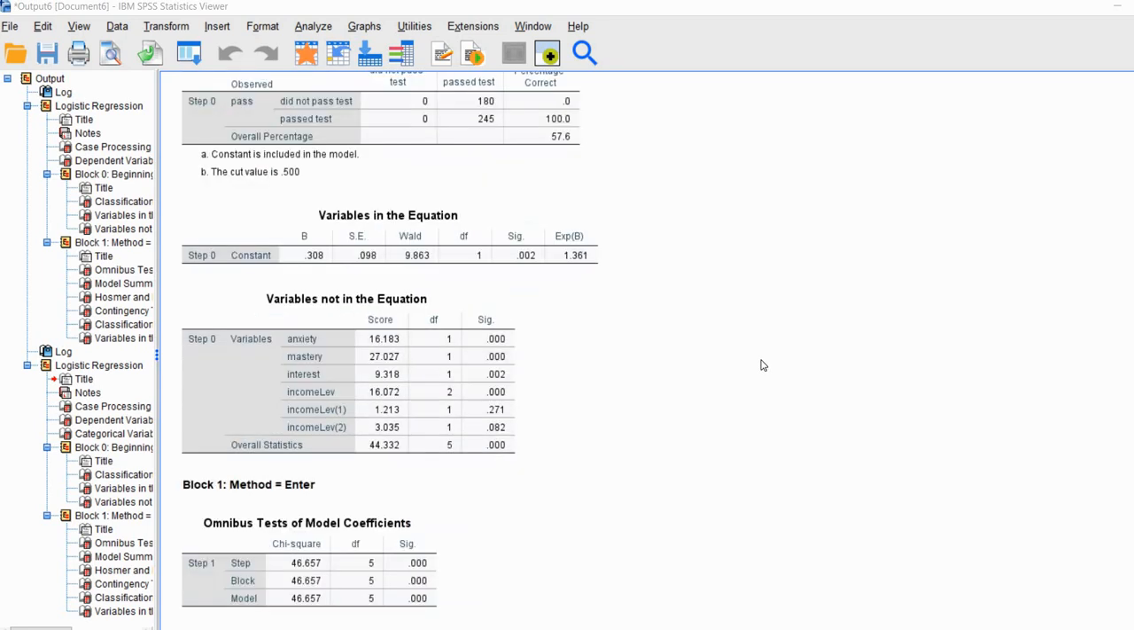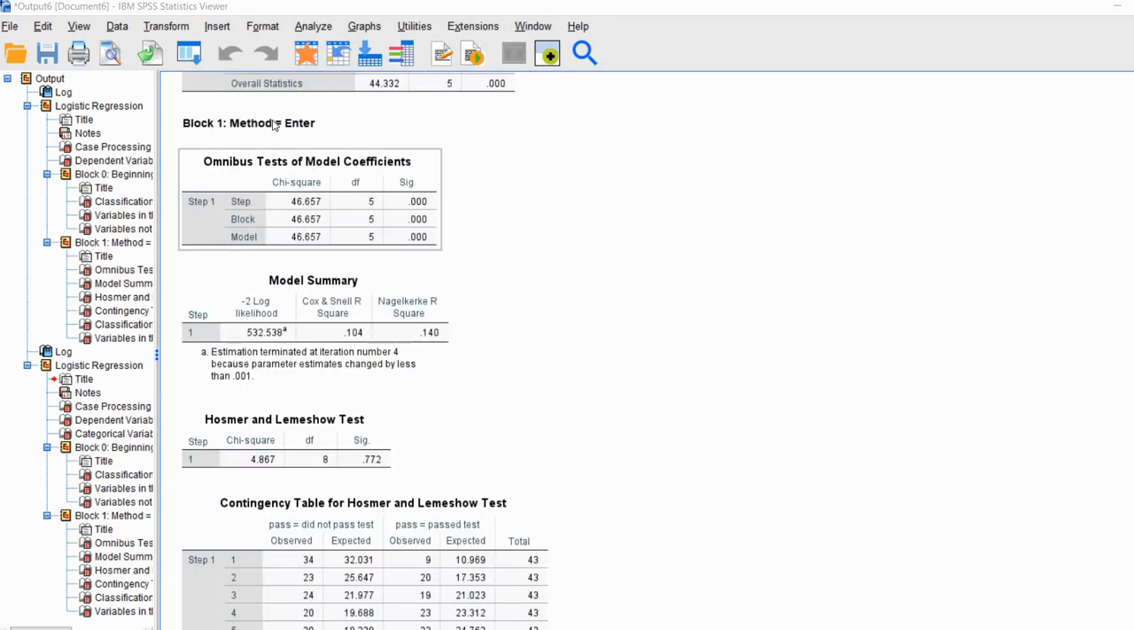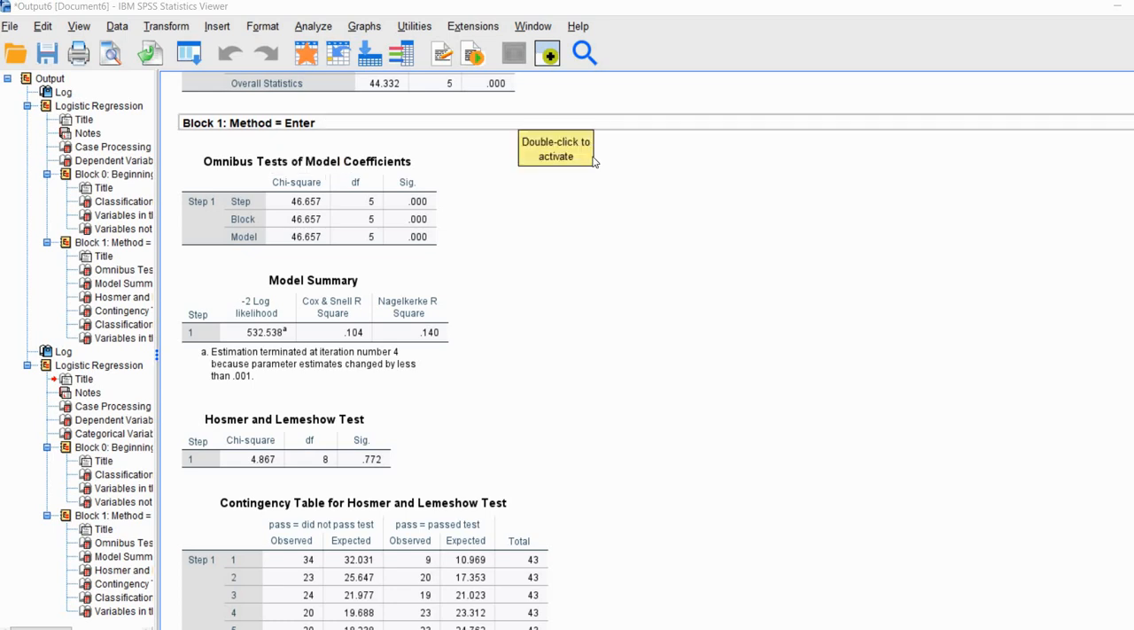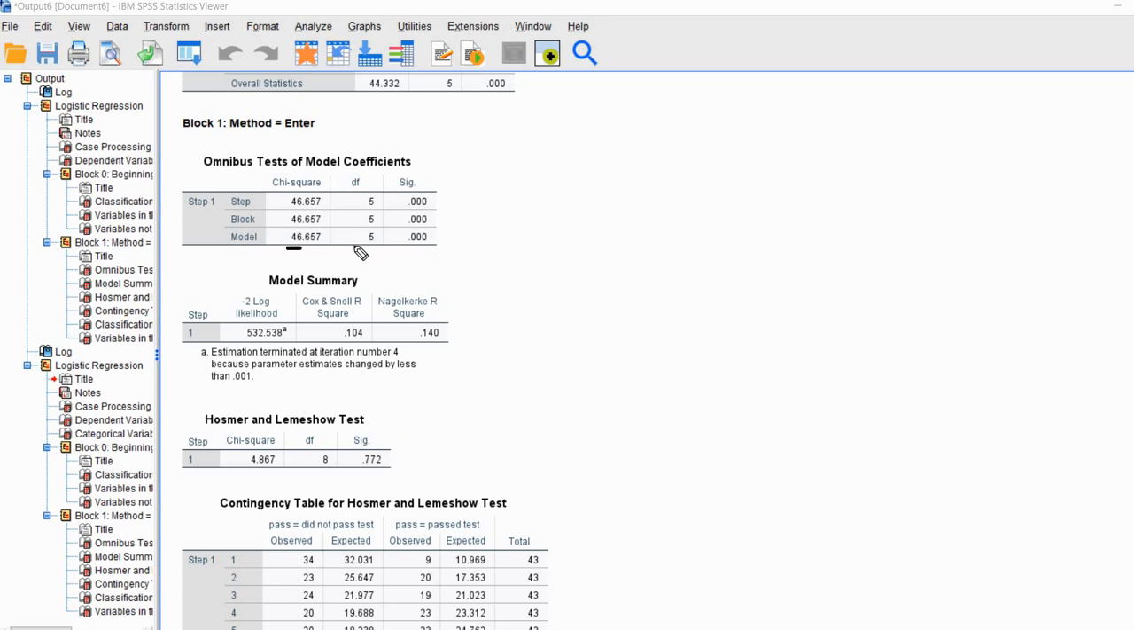So you can see again we have block 0 and the information there is reflecting the intercept only model. Block 1 again is reflecting our full model containing all of our predictors. You can see based on the chi-square test right here, we have statistical significance indicating that our full model represents a significant improvement in fit relative to the null model. You can see that here's our Cox and Snell and Nagelkerke pseudo R-square values that are given.